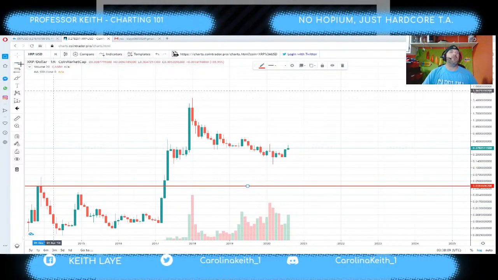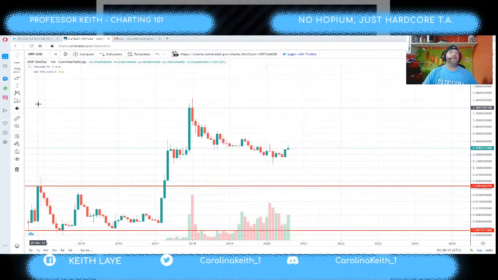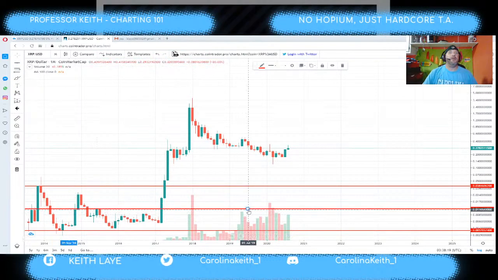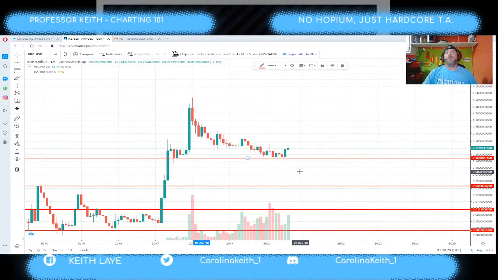We have a clear support line here on the monthly. We have a clear support line down here. We have a clear support line right about here. That doesn't leave a whole lot to be desired up here now, does it? So from what the chart showed me, I see a support line here. We always do support lines first. That's our first rule of charting.